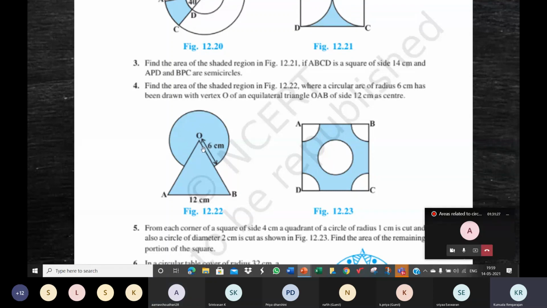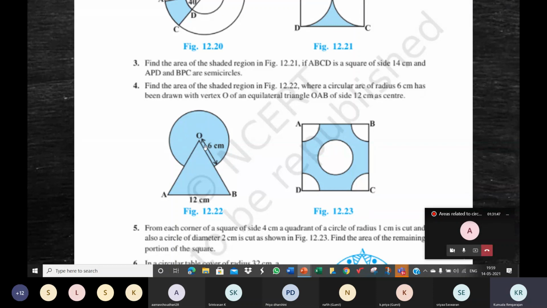The major sector angle is this angle. This is the major sector. Why is it a sector? See here, you can see it's bounded by two radii and an arc. So this is a major sector. The major sector angle is 300 degrees.